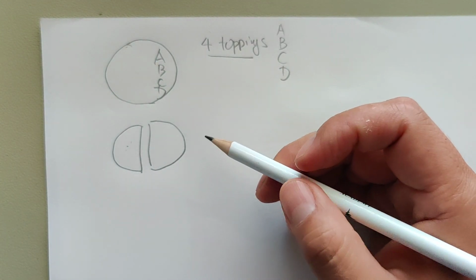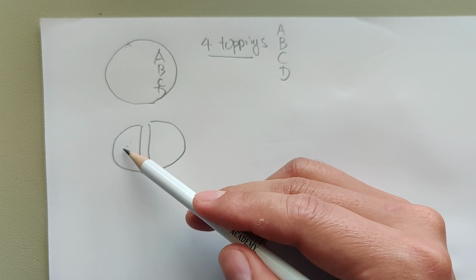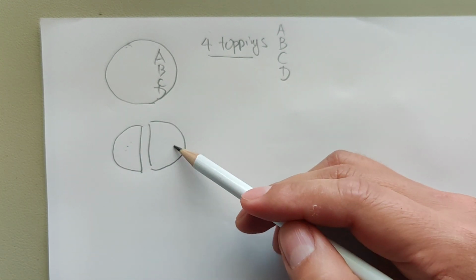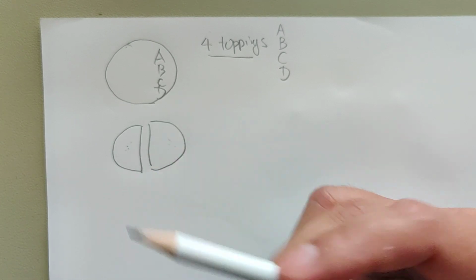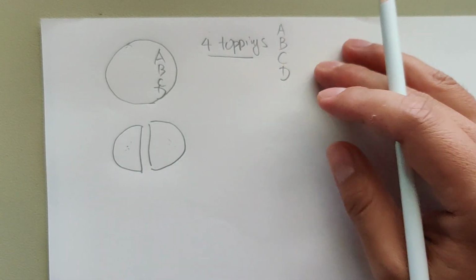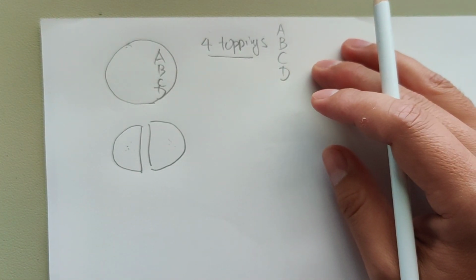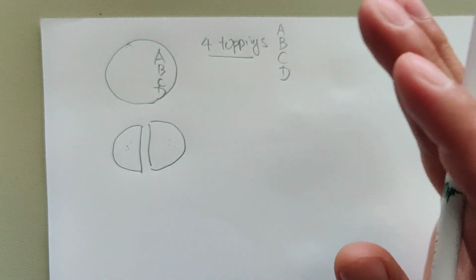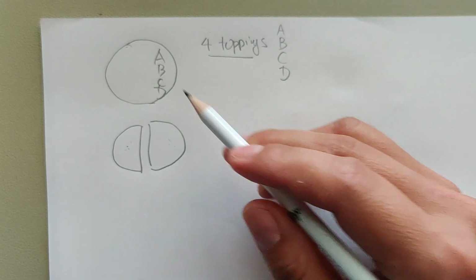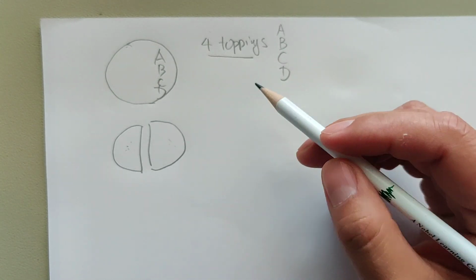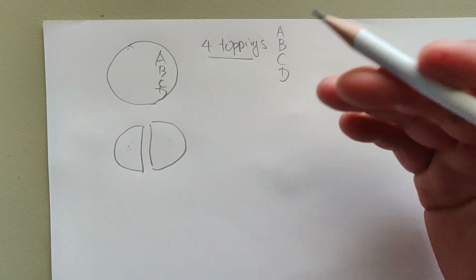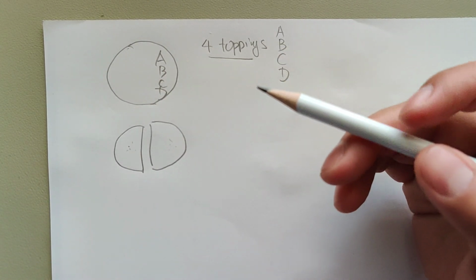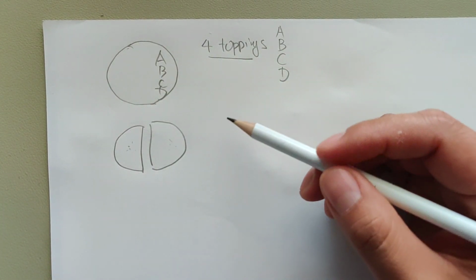Like some topping on this side, some topping on this side, maybe no topping on this side, maybe have the same topping like B and B. What are the total combinations? Naturally, we always take a step-by-step approach, right? Think about the whole pizza. That part is kind of easy. How many different types of whole pizza can you order from here?